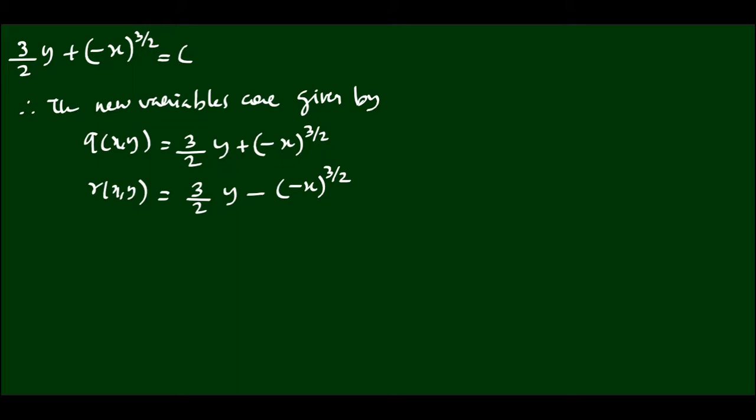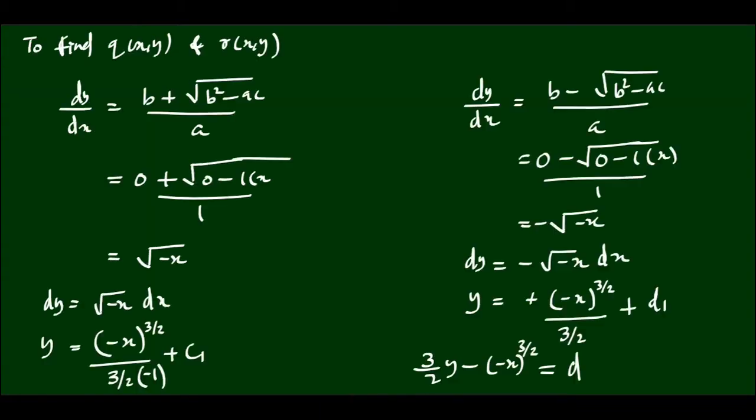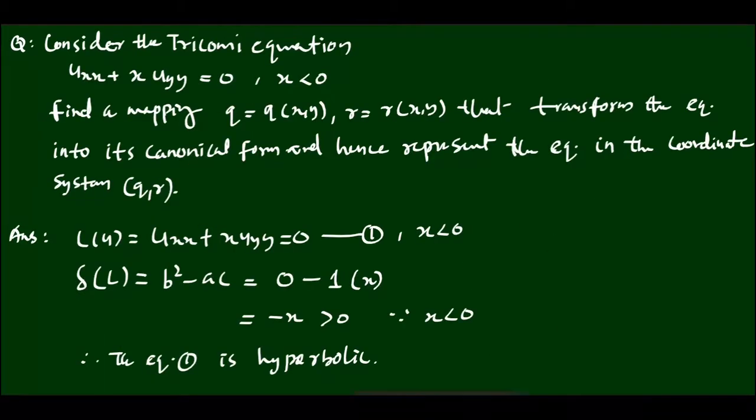We have got the non-singular transformation that converts the given equation into its canonical form. That is, we have got a new coordinate system QR in which the given PDE will be in canonical form. So we can define u of x, y in terms of q and r. Now we have to convert the given Tricomi equation into its canonical form. The Tricomi equation is uxx plus x uyy equal to 0. So you have to represent uxx and uyy in terms of q and r.